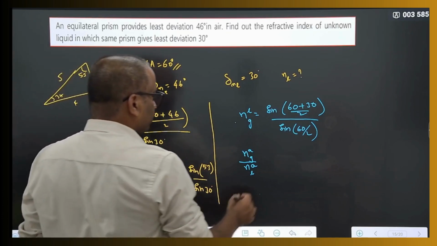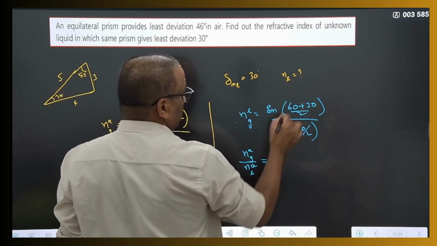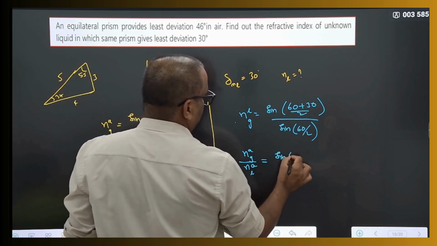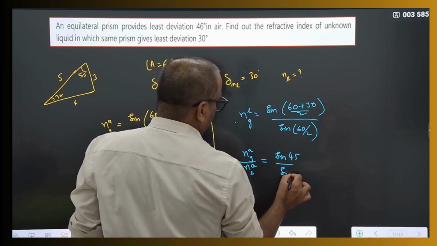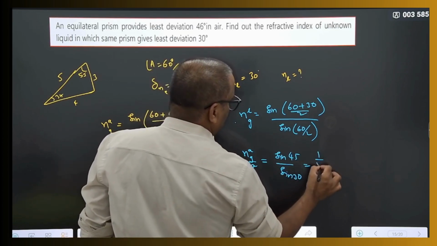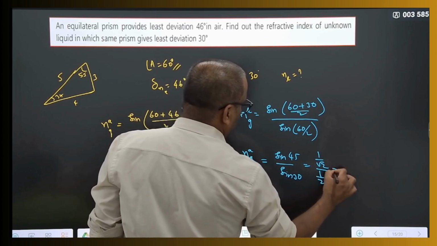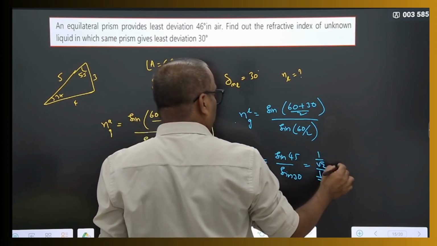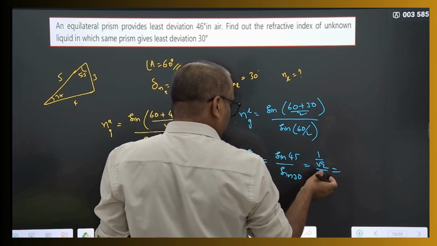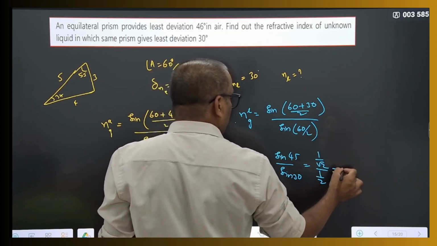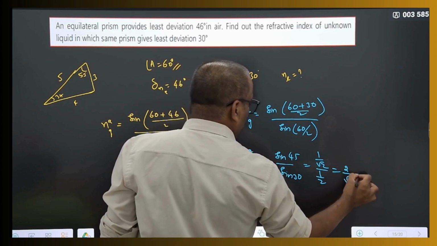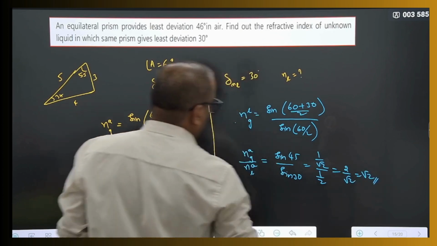Now what can you write? This is sine 45 by sine 30. Sine 45 is 1 by root 2, therefore 1 by 2. So it is nothing but, taking here 2 by root 2, therefore root 2 will be here, right?